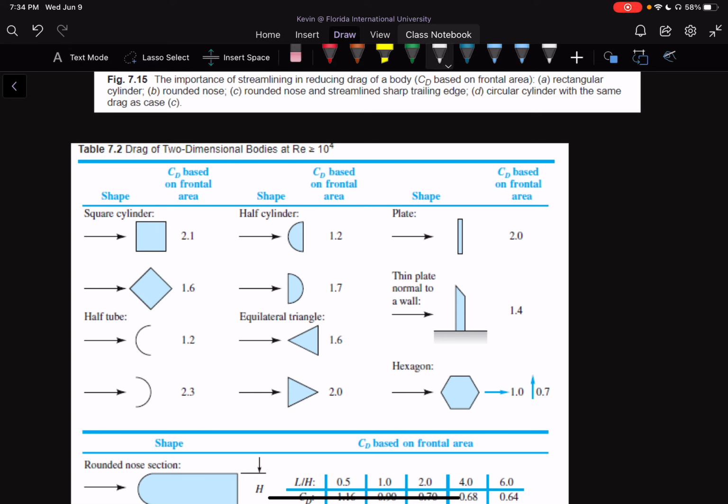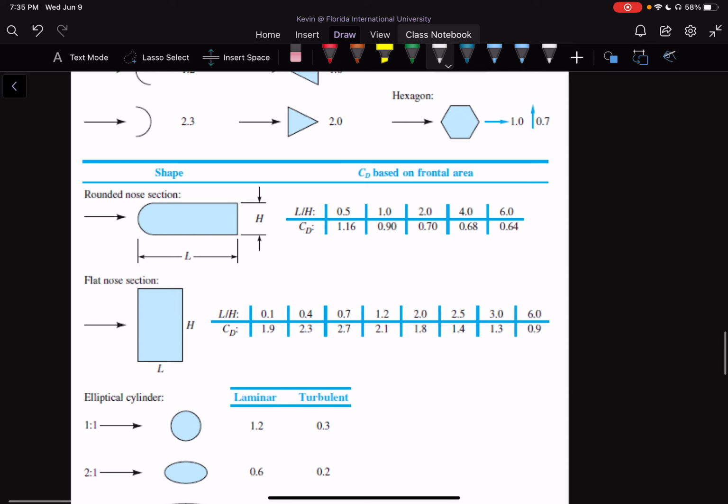And the important thing about a CD is that it's dimensionless. And the nice thing about dimensionless is that for any size, the CD is still going to be the same. The CD is going to be the same for any size as long as the velocity is constant. Okay, so that's going to be very useful. We have some more information here with different shape sizes.